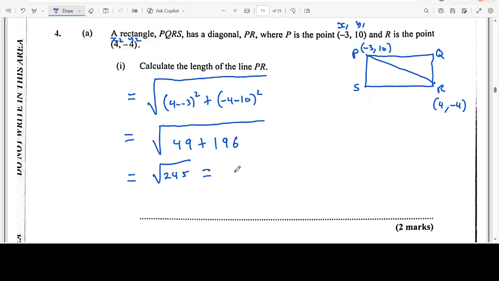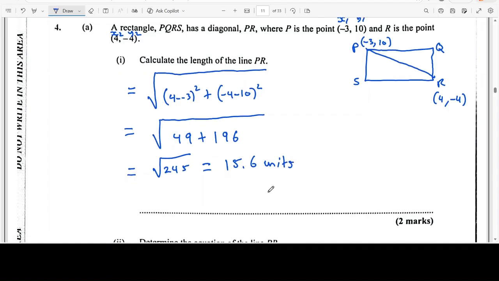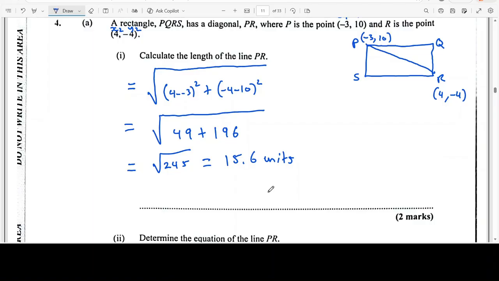And the square root of 245 is? 15.6. 15.6 units. Good. See, look, a nice easy 2 marks. You didn't get that? Okay, call out the 3. When you find the square root of 245, what's the answer? 15.65. So if you wanted 3 significant figures, if it's 15.65, this 5 is 5 or more, so we need to add 1 to the 6, right? So it's 15.7.